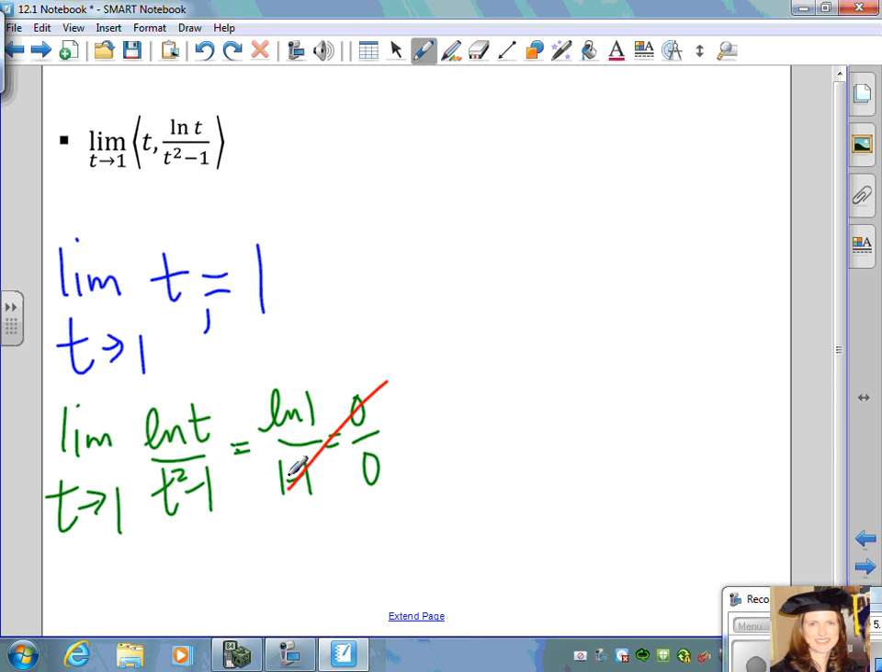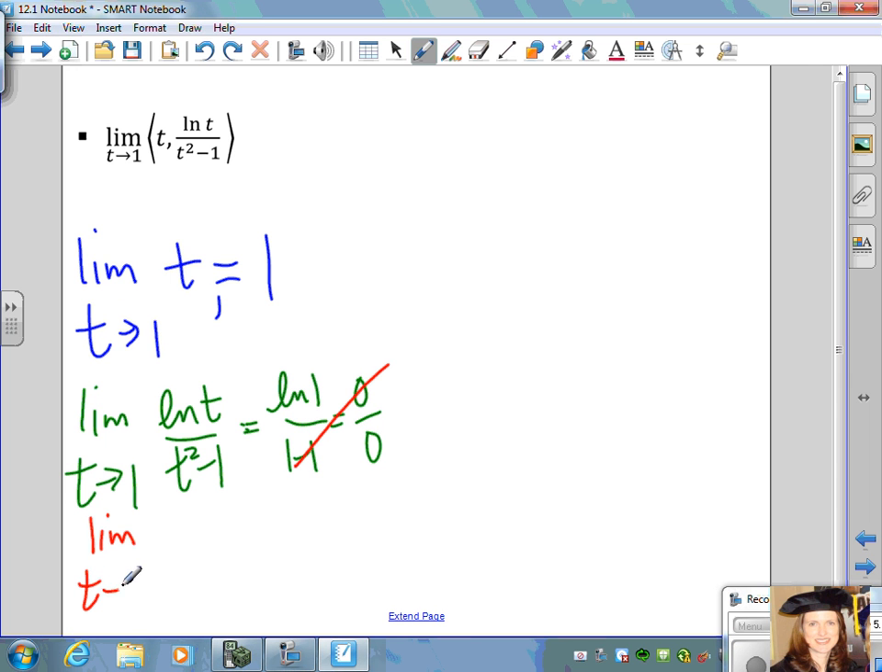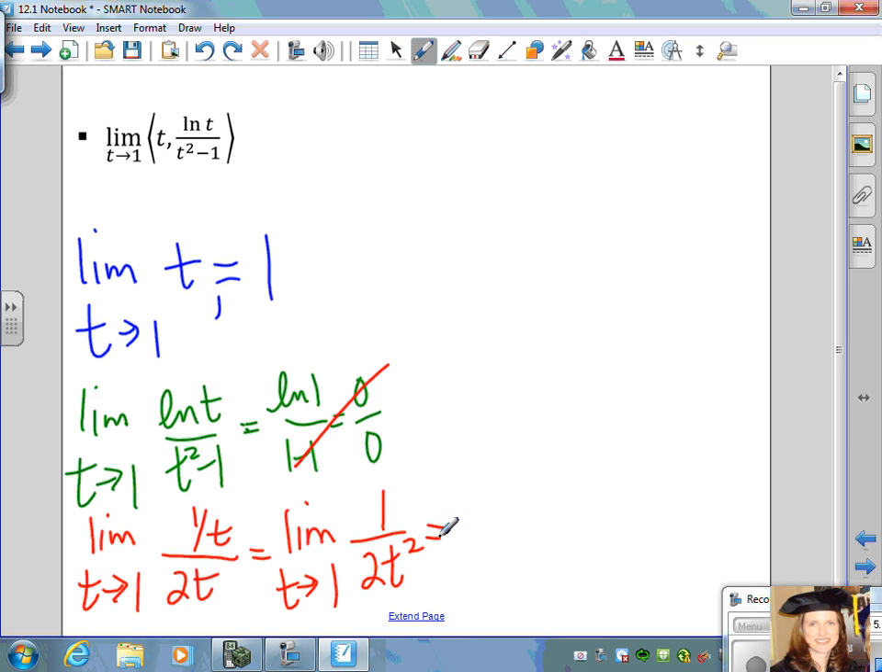So by L'Hopital's rule, this limit is going to equal the limit as t approaches 1 of the derivative of natural log of t, which is 1 over t, over the derivative of t squared minus 1, which is 2t. When you simplify it algebraically, we can move that t to the denominator, giving 1 over 2t squared. Now when you plug in 1, you get 1/2. So the limit of this vector valued function as t approaches 1 is the vector 1, 1/2.